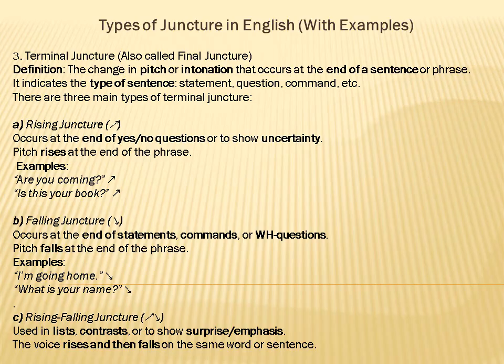A. Rising juncture. Occurs at the end of yes-no questions or to show uncertainty. Pitch rises at the end of the phrase. Examples: Are you coming? Is this your book? B. Falling juncture. Occurs at the end of statements, commands, or WH questions. Pitch falls at the end of the phrase. Examples: I'm going home. What is your name?